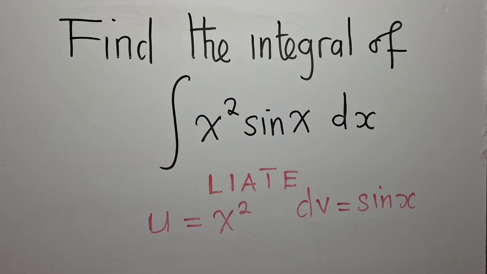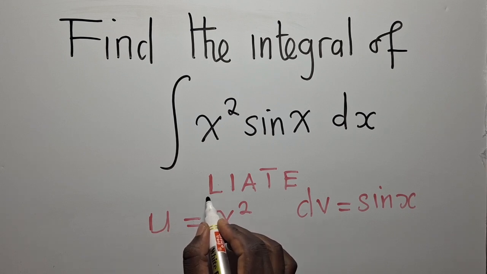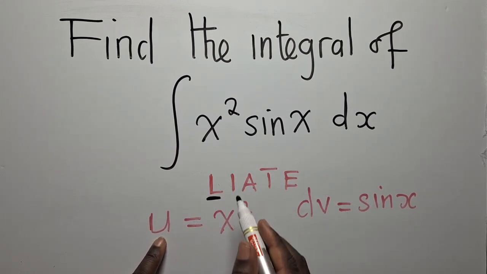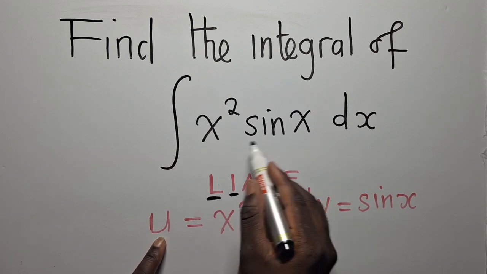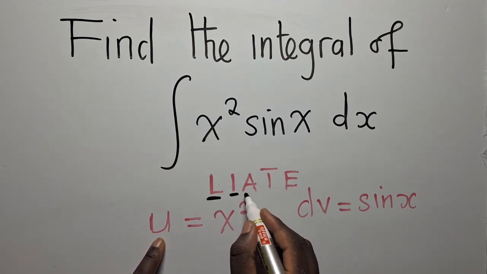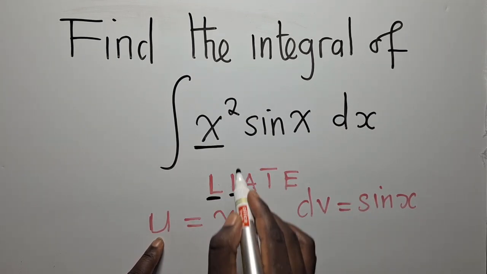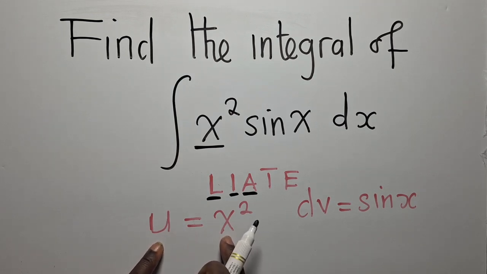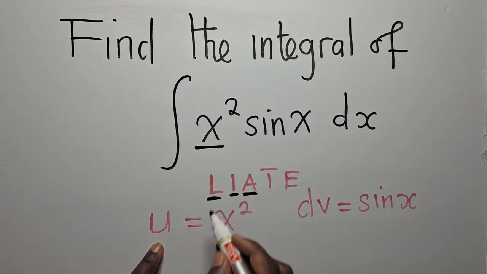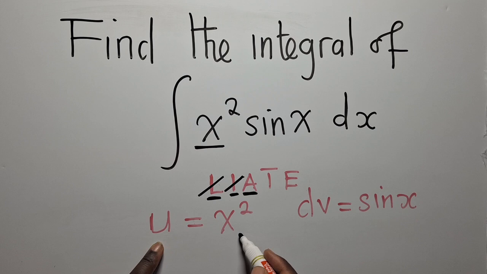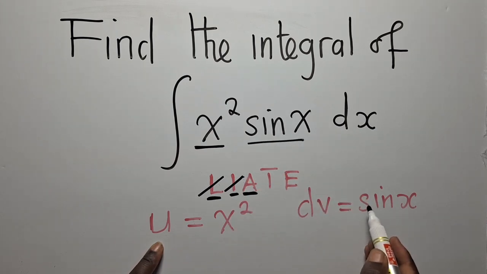So how did I get to know that this is my u and this is my dv? You follow this mnemonic. This means log. If there is a log here, it must be your u. This means inverse. If there is an inverse, it must be your u. This is algebra. Here we've got algebra, so our u will be x power 2. Because we don't have a log or an inverse, we have algebra. That will be our u, and what remains here is our dv.